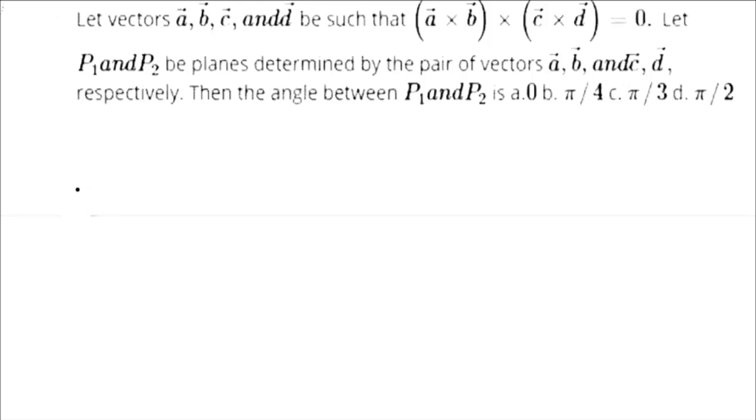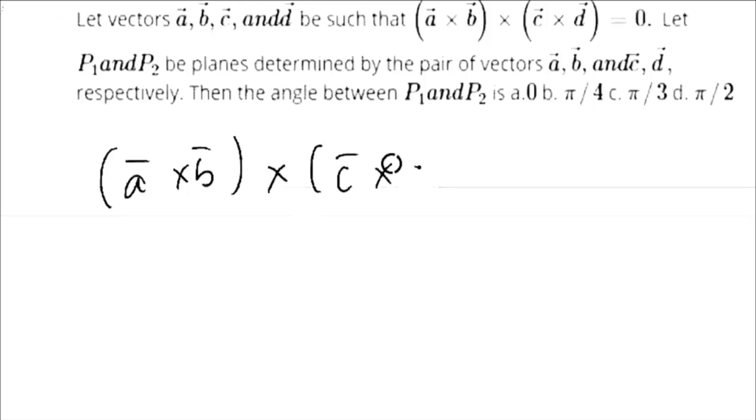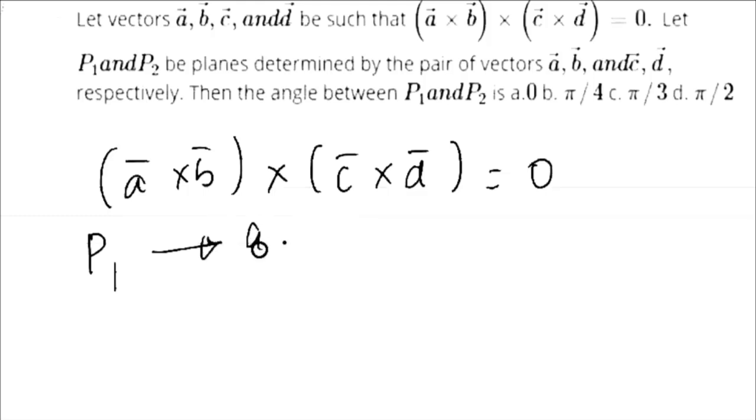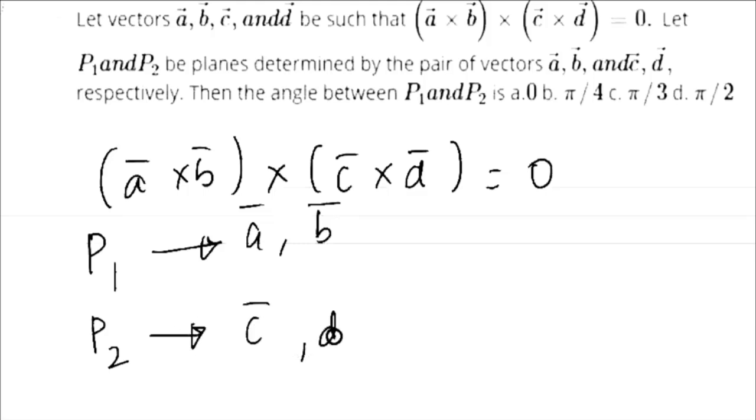Basically, we have been given an equation in the question, that is (A cross B) cross (C cross D) is equal to 0, and there is a plane P1 which contains vector A and vector B. Also, there is a plane P2 which contains vector C and vector D. Now we need to find out the angle between P1 and P2.